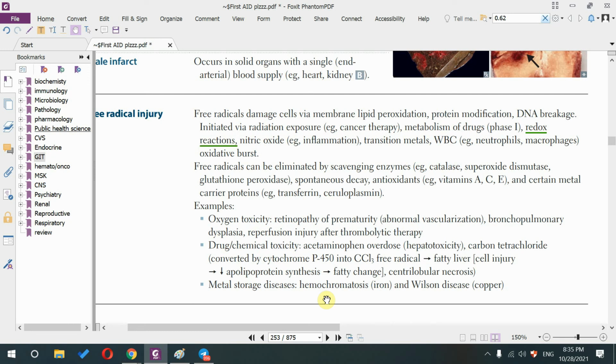The next example is drug and chemical toxicity. For example, in case of acetaminophen overdose. Guys, do not be tricked. Acetaminophen is not an NSAID. It works directly on your CNS. So acetaminophen overdose can lead to hepatotoxicity. And also we have, oh, this is important, carbon tetrachloride.